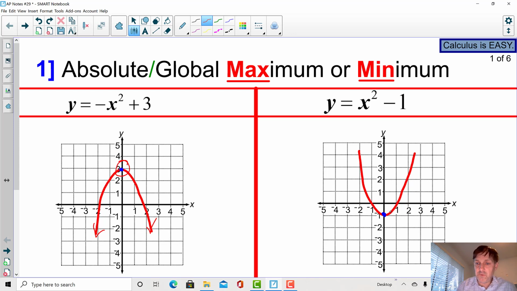On the other side, you'll notice that we have an absolute minimum. The absolute minimum is equal to -1, and it happens when x is equal to 0. But this graph over here does not have an absolute maximum because there is no highest point on the graph.